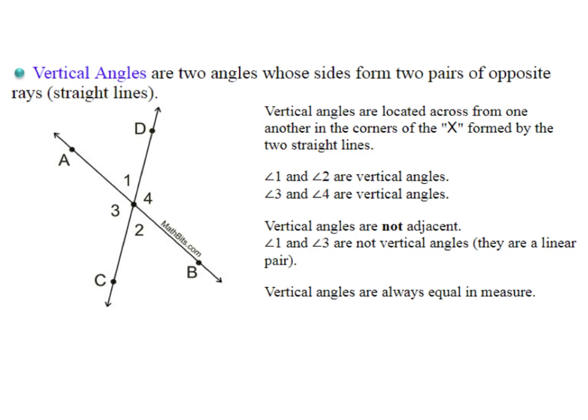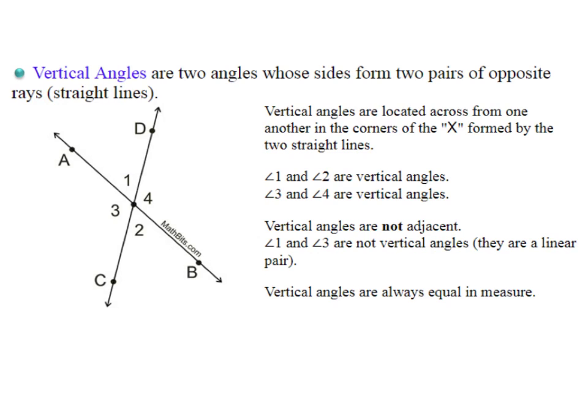This is the vertical angles video. Vertical angles are two angles whose sides form two pairs of opposite rays, or straight lines. So vertical angles are located across from one another in the corners of the X formed by two straight lines.